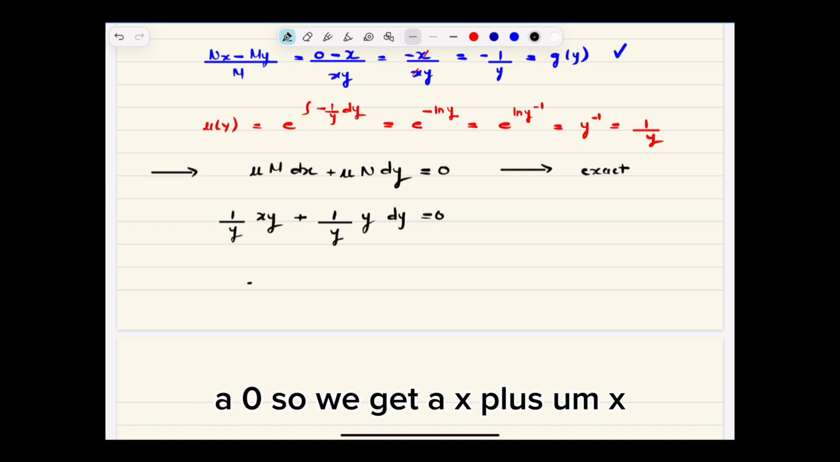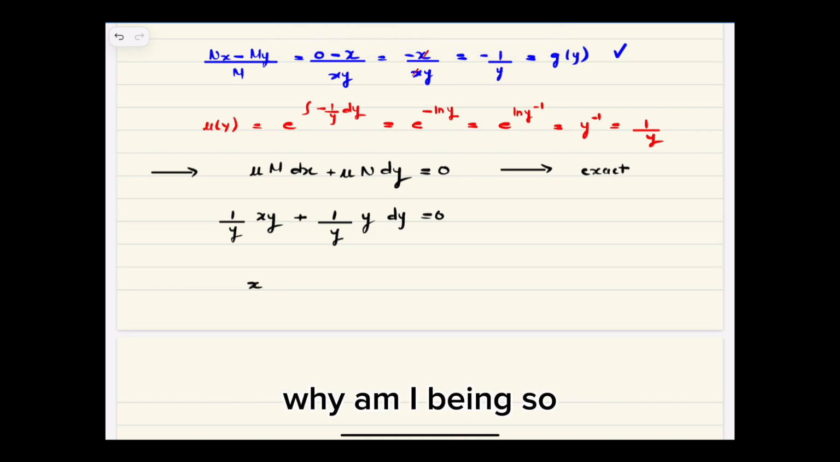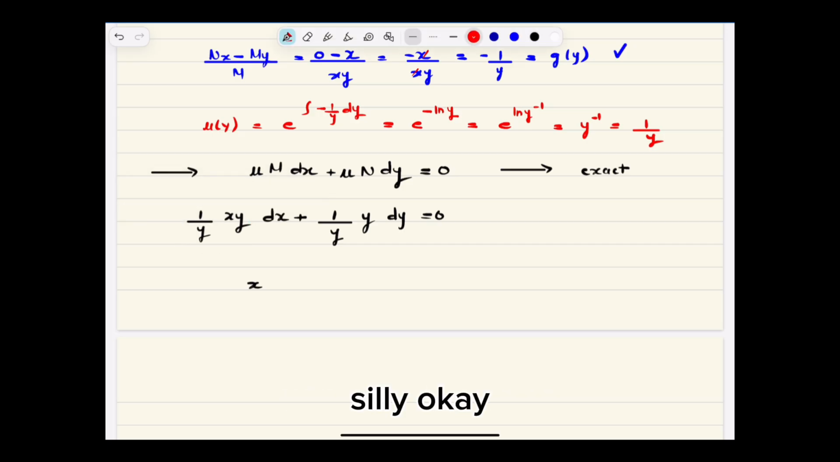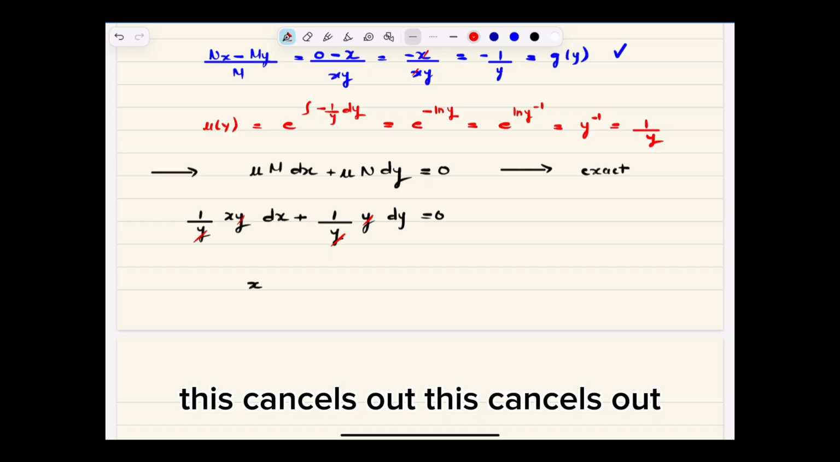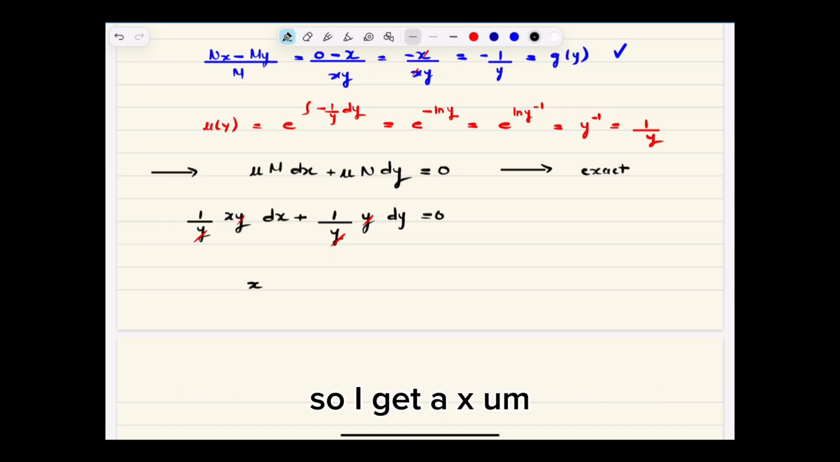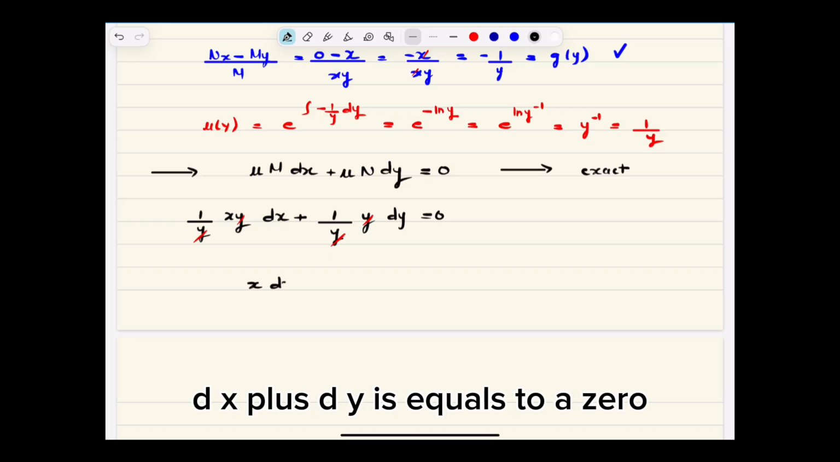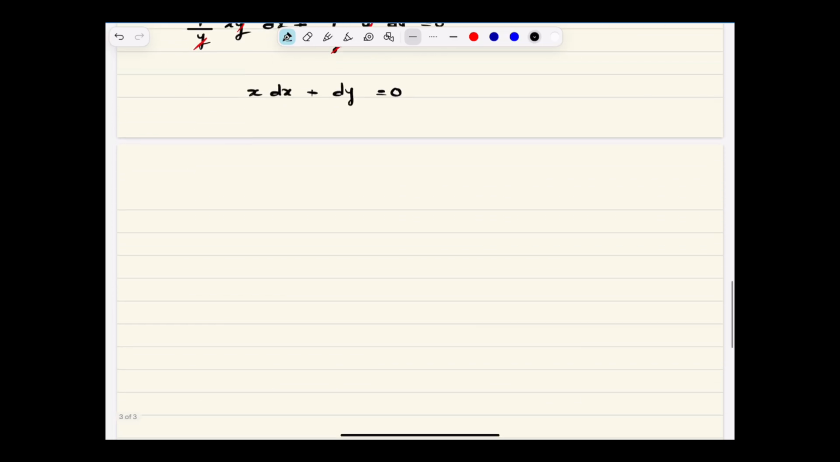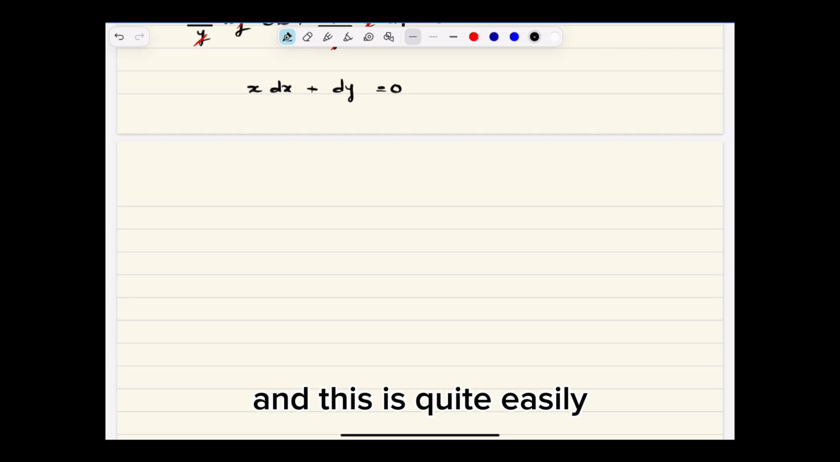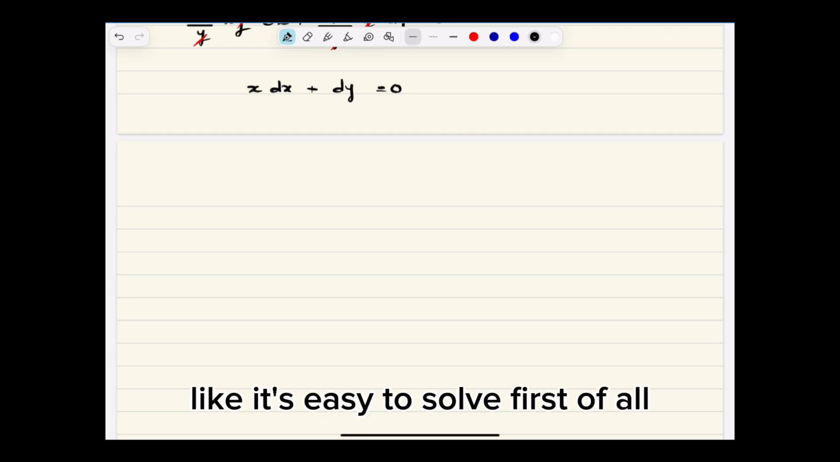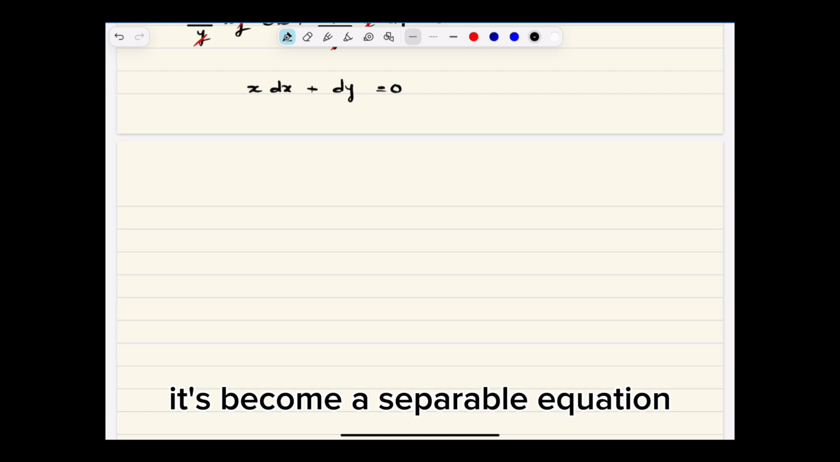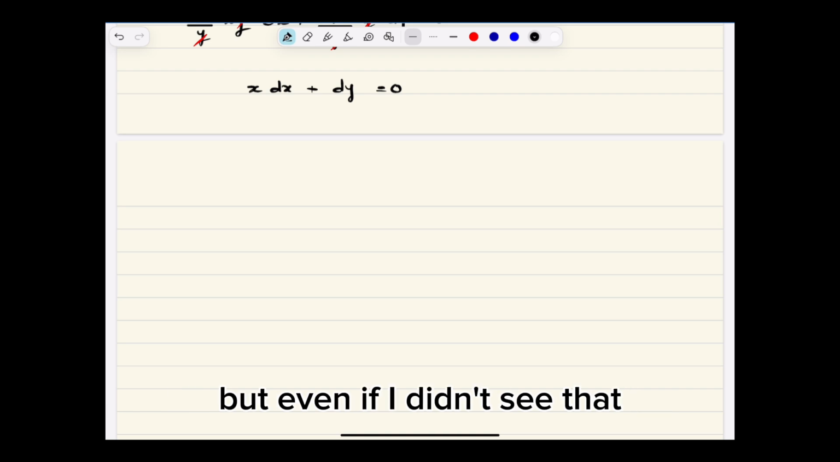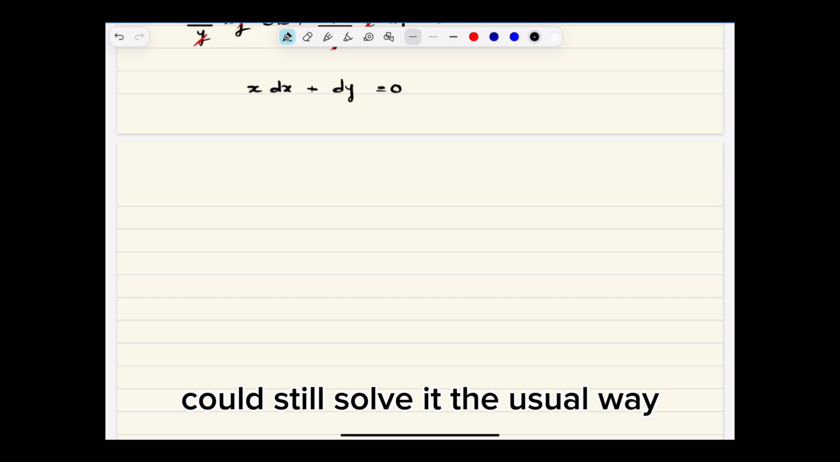So we get x plus x. Why am I being so silly? Okay, this cancels out, this cancels out. So I get x dx plus dy equals 0. And this is quite easy to solve. First of all, it's become a separable equation. But even if I didn't see that, I could still solve it the usual way.